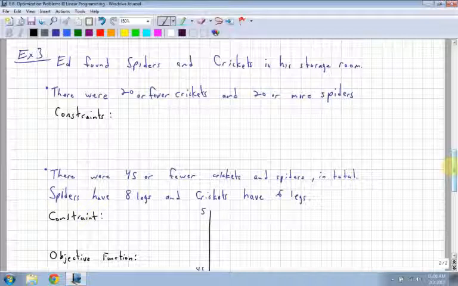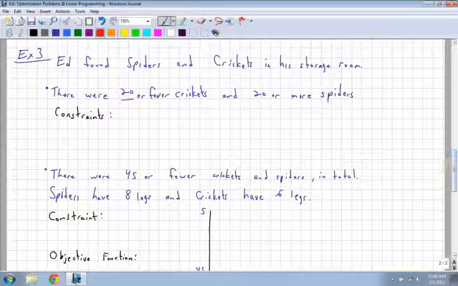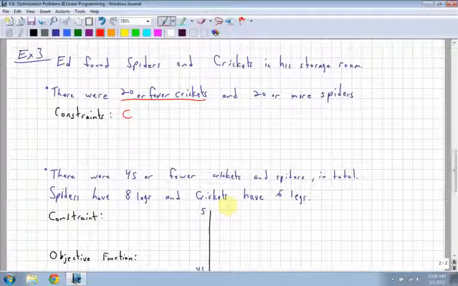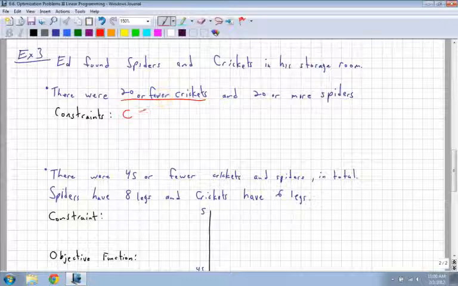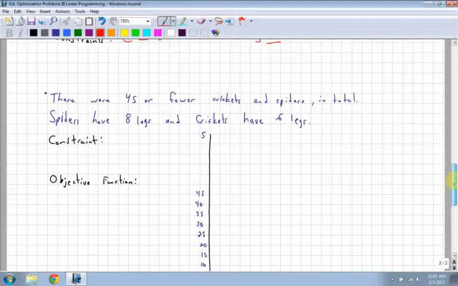There were 20 or fewer crickets. First constraint. So if I'm going to pick C for crickets, which is a good idea, 20 or fewer means C is less than or equal to 20. 20 or more spiders. Spiders I'm going to use S, 20 or more, S is greater than or equal to 20. First two constraints. Done.